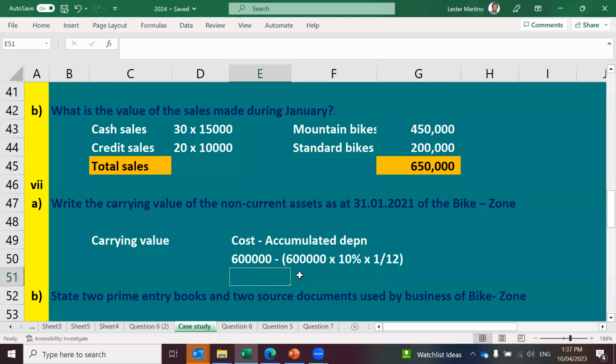So shall we do the same? So 600,000 minus 5,000. So the answer is 595,000. Is it clear?